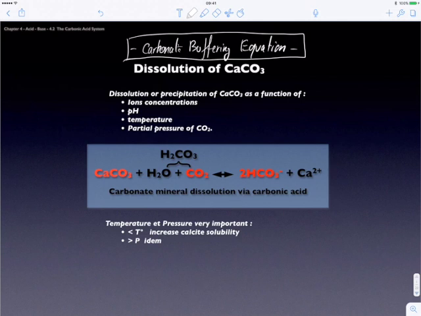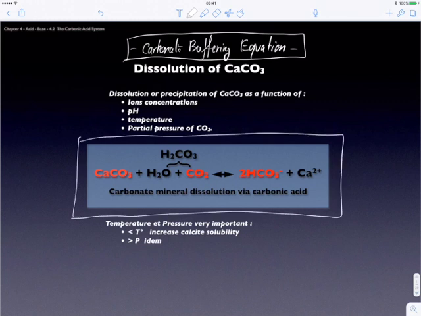If you forget everything about the calcium carbonate system or the CO2 H2O system, I want you to remember this equation, because you can use this equation in a lot of different examples, and it can be very useful to understand the precipitation and dissolution of calcium carbonate in a specific system. What is that?